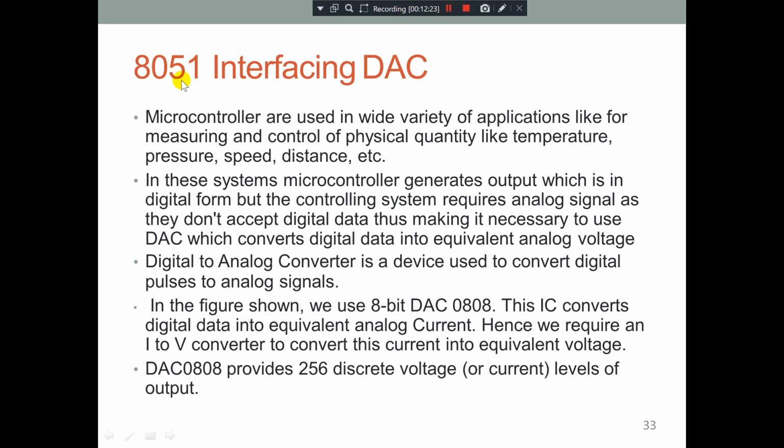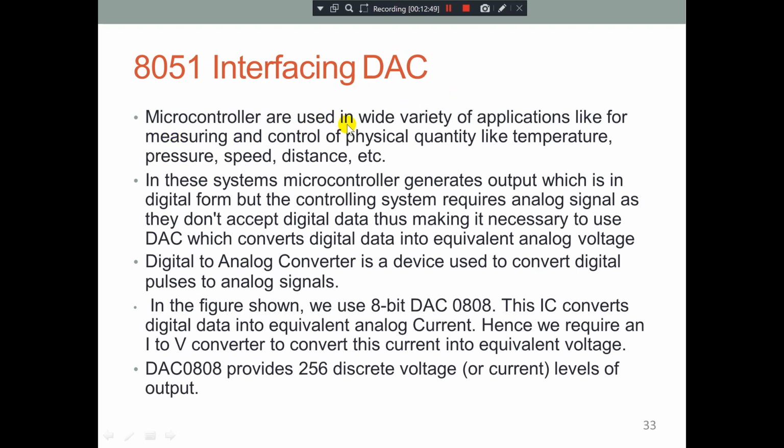Now let us continue with the 8051 interfacing with the DAC, that is, the digital to analog converter. Till now we discussed the temperature sensor, that is, how we convert an analog signal to a digital signal by using ADC. In this experiment we are doing digital to analog conversion. The digital data we give from the PC, we are going to convert to analog. I'll show how we are going to do this.